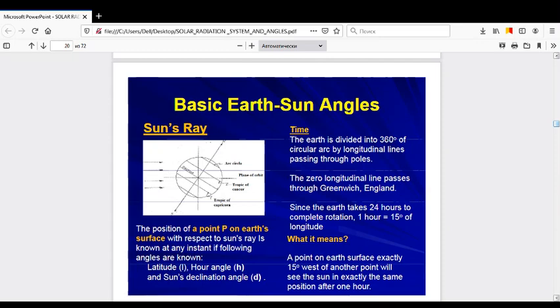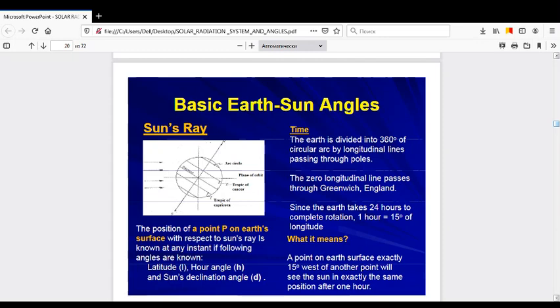The position of a point P on Earth's surface with respect to the sun's rays is known at any instant of time if the following angles are known: latitude l, hour angle H, and sun declination angle D. Time. The Earth is divided into 360 degrees of circular arc by longitudinal lines passing through the poles.